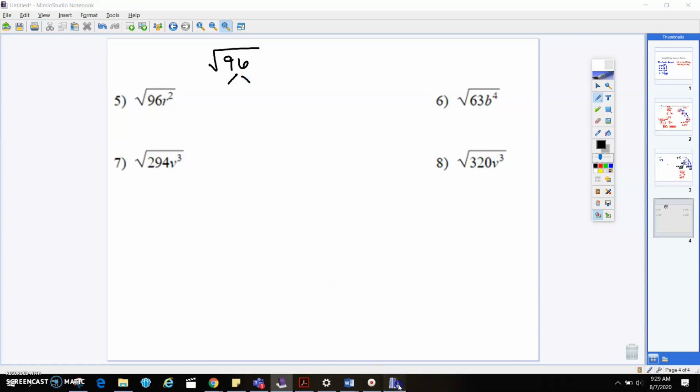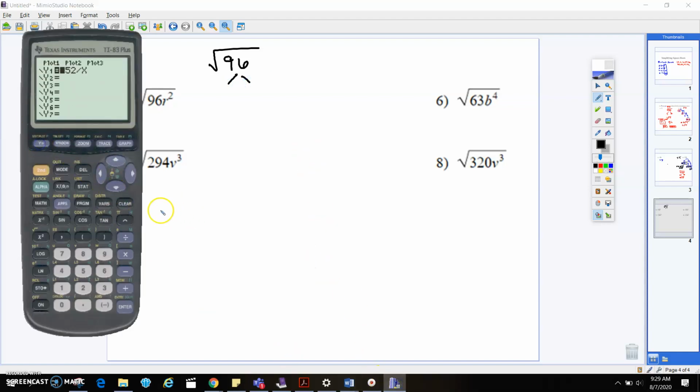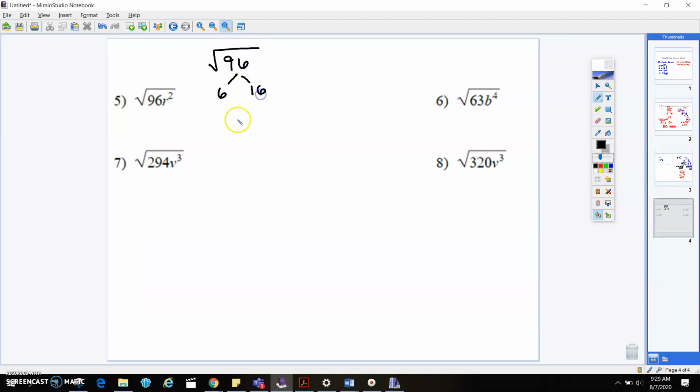So I'm going to go into my calculator and I'm going to hit that y equals. And I'm going to type 96 divided by x because I don't know factors of 96. Then I'm going to hit second graph. And that's going to give me all my factors. So I'm going to scroll through here. All right. So biggest perfect square. Well, 16 is a perfect square. So I can use 6 and 16. Okay, so 6 and 16.